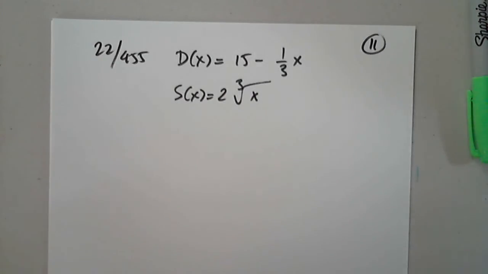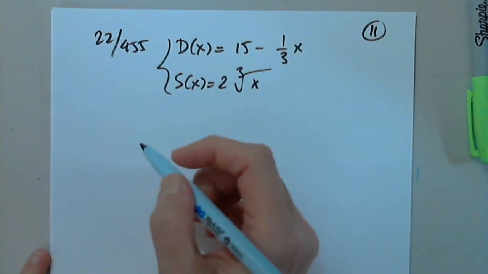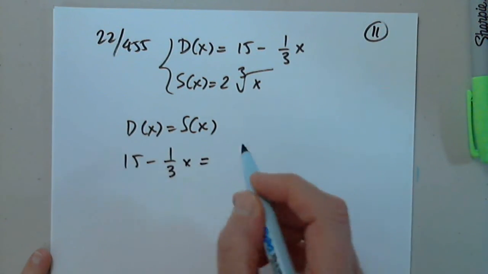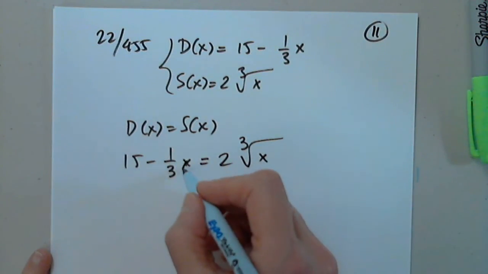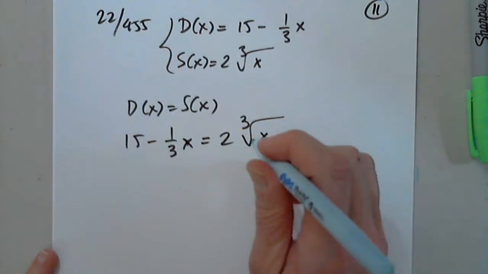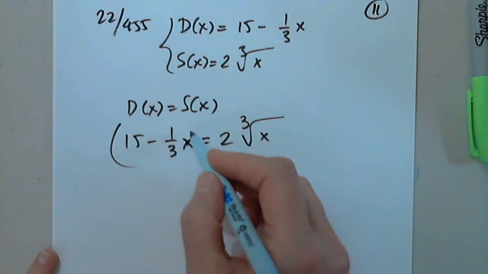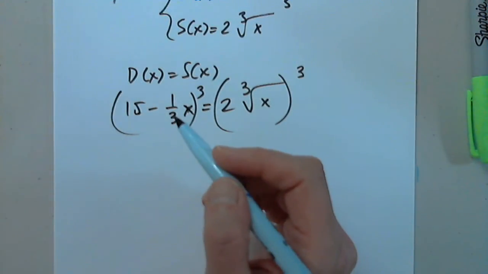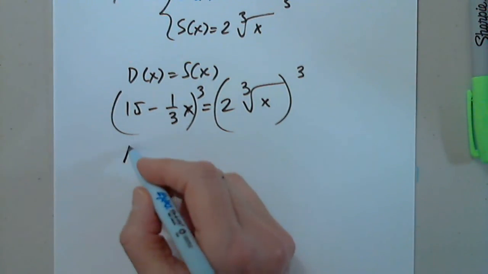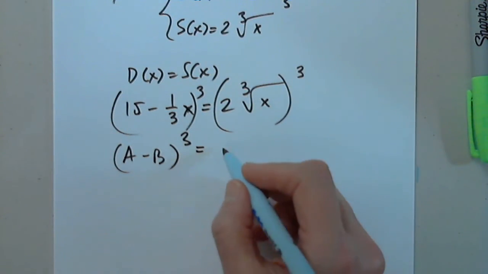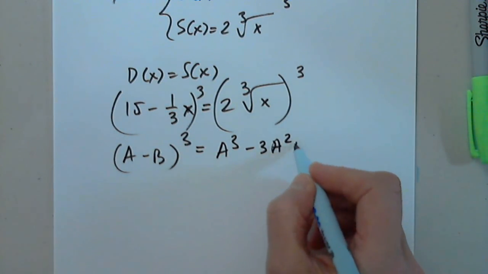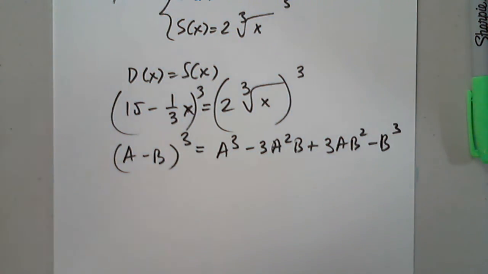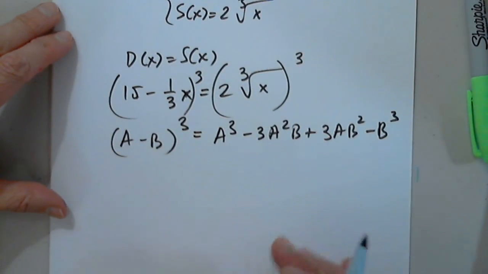We can graph these, but first let's find the equilibrium point. So when d of x equals s of x, so 15 minus 1/3 x equals 2 the cube root of x. We have not done anything like this with the cube root because we have to raise everything to the 3rd power in order to solve. The formula for this to the 3rd is a to the 3rd minus 3a squared b plus 3ab squared minus b to the 3rd. You will not have to do this because it takes a long time.